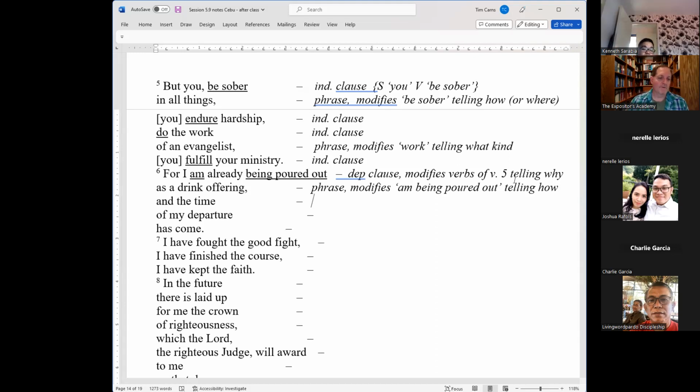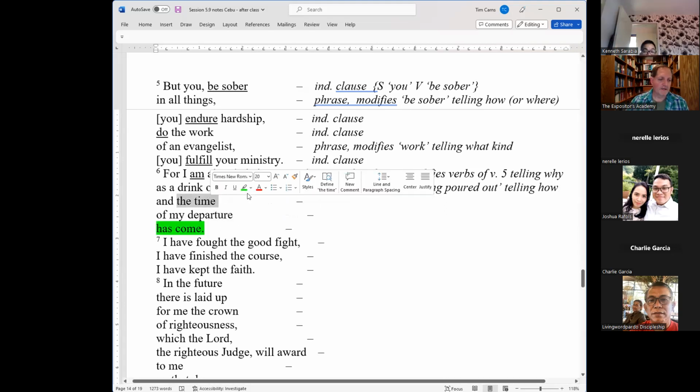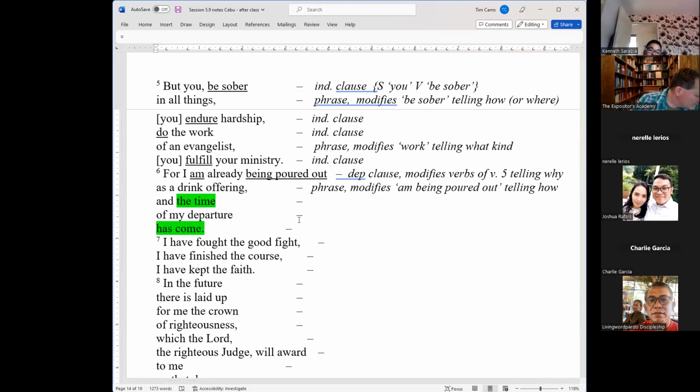And the time, and remember, this is connected to "has come." The time is the subject of the verb "has come," and then we have that phrase stuck between it. So: "the time has come." What do you think? Is that a phrase or clause? It's a clause. Now here's a question. Is it dependent or independent?